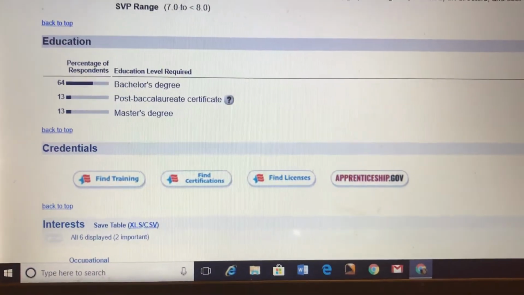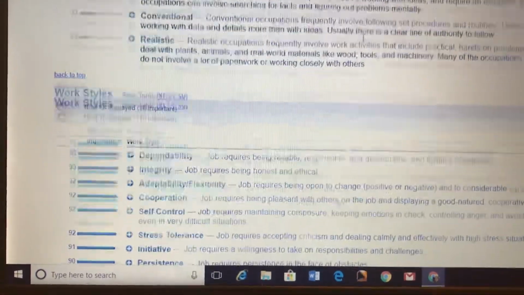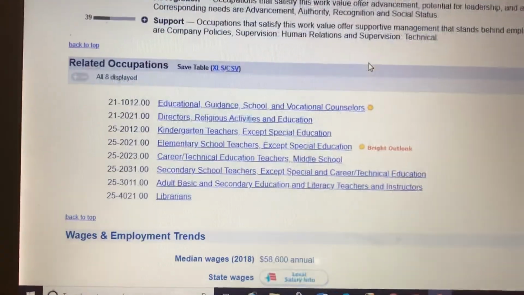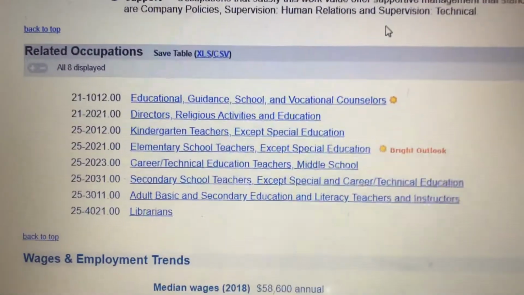Do I need an associate's degree? And that's going to be important. What are your interests as a person? What are your work styles? What are your work values? Then it has a whole list of related occupations.